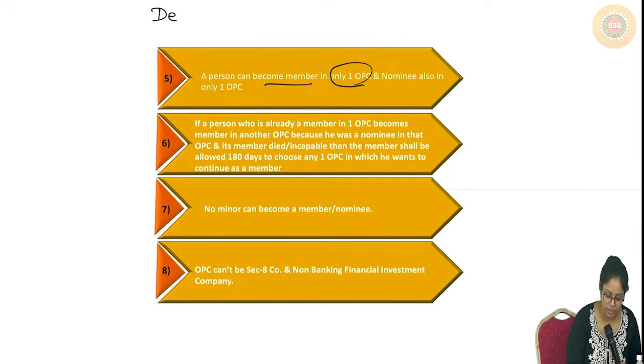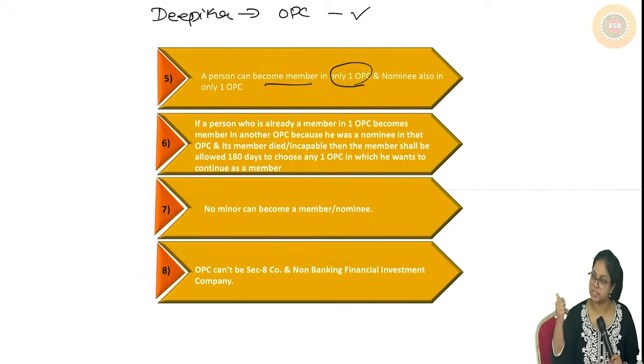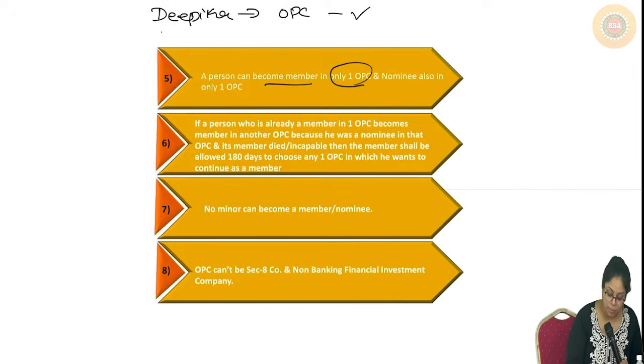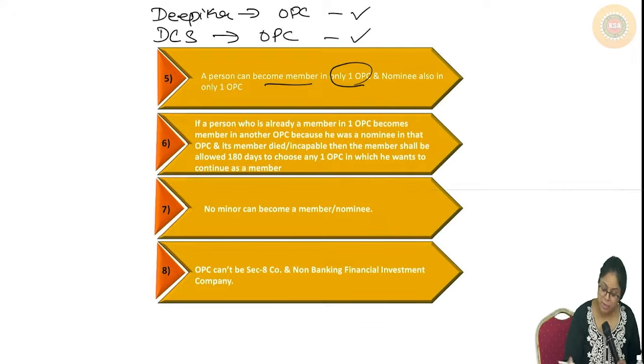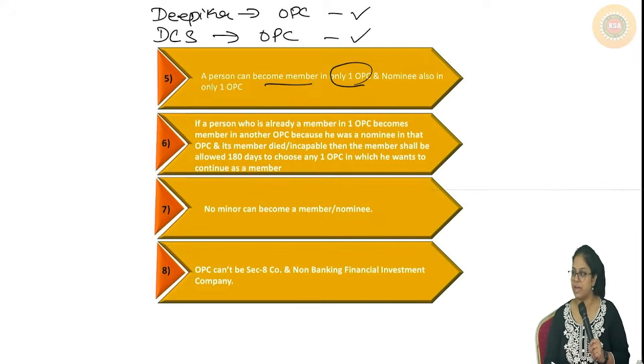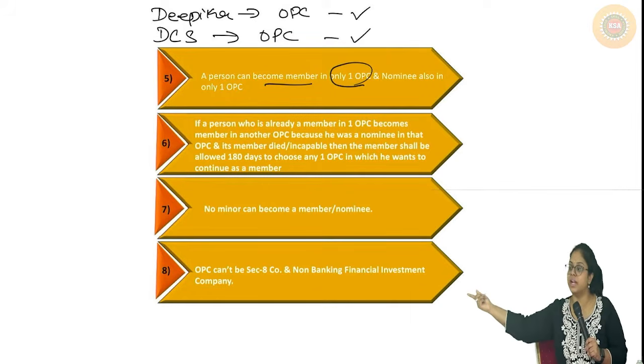Let's say I open a company which is just called Deepika, and it is an OPC, and in that I am one of the members. Is that possible? Yes. Now I open one more called Deepika Consultancy Services, that is also an OPC. Can I become a member again? No. One member can only be a member in one OPC. Once you become a member in one OPC, you cannot become a member in another OPC.